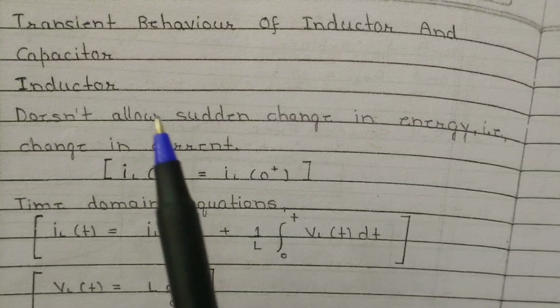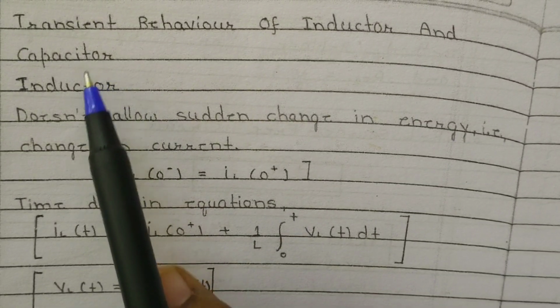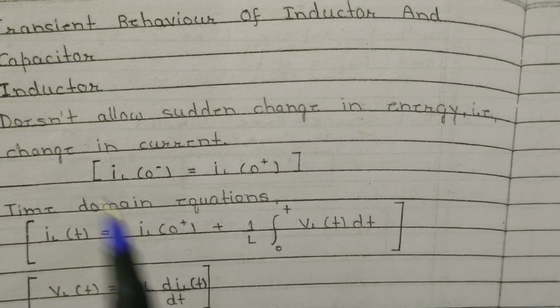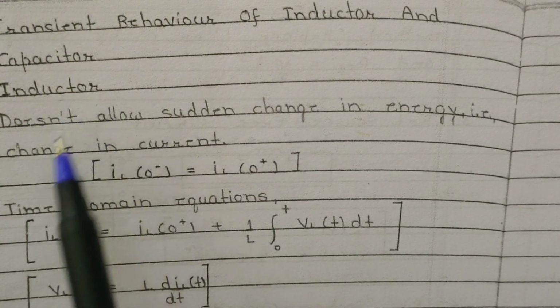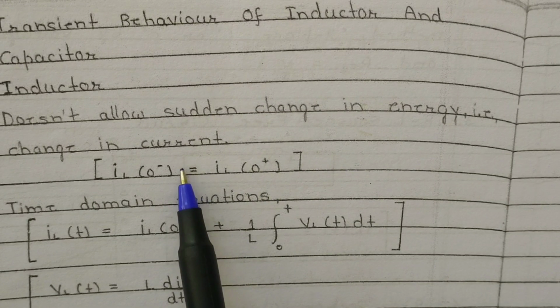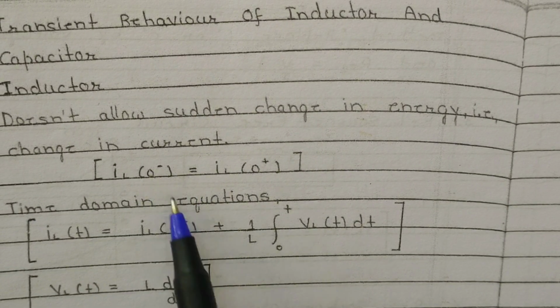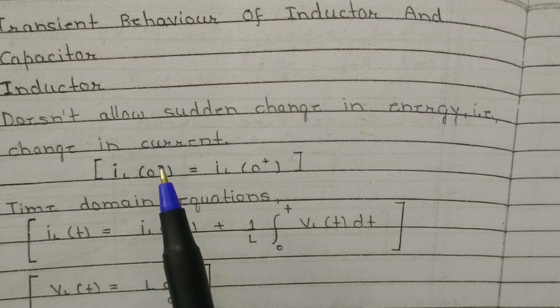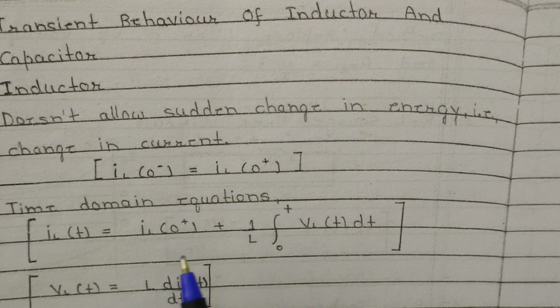In transient analysis, we will see the transient behavior of an inductor and capacitor. Here, the first one is the inductor. An inductor does not allow sudden change in energy. That is, an inductor does not allow sudden change in current. Initial current of the inductor before 0 and after 0 will remain the same.